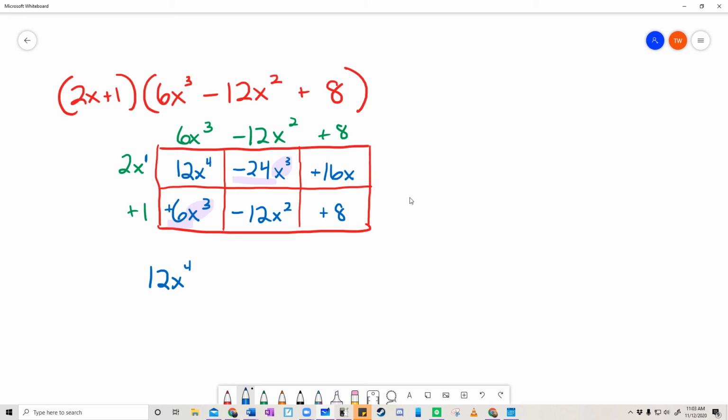And then I'm going to combine this 6x to the third minus 24, which is negative 18x to the third power. Now I'm going to write my next highest exponent, which would be minus 12x to the second, followed by plus 16x, followed by plus 8. And I'm done.